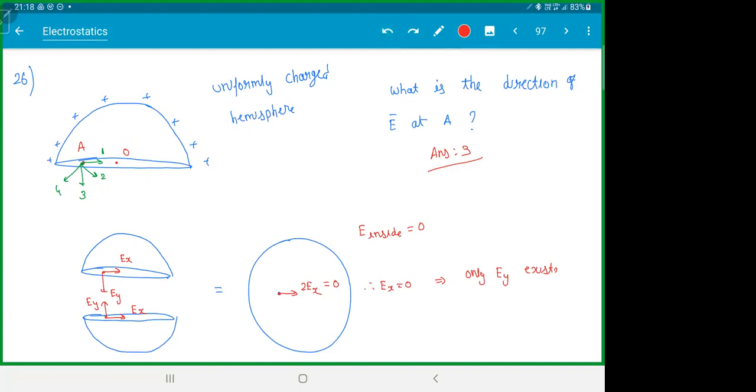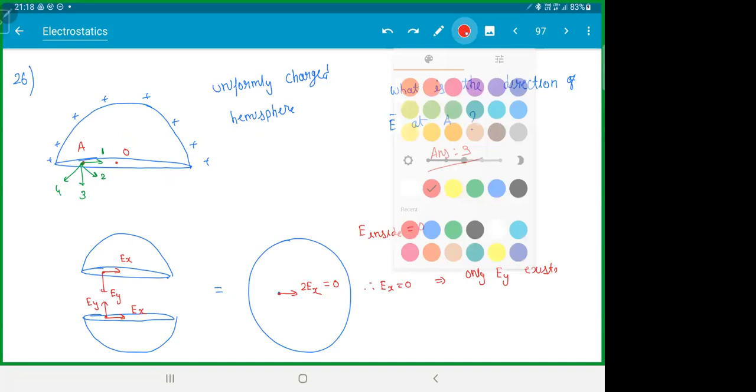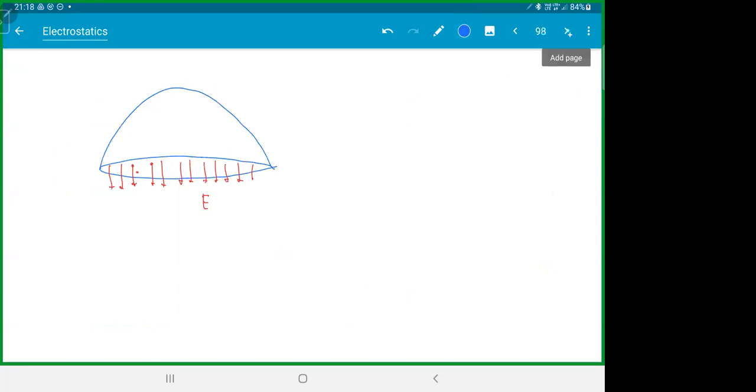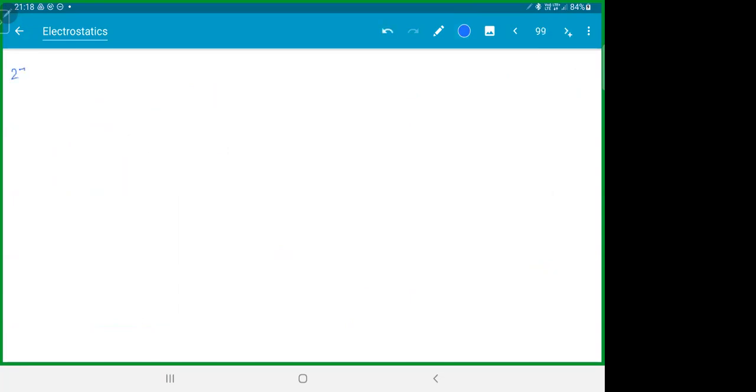Please check this. It's a good theoretical question. These are the kind of questions you can expect in mains and bits. Clear? Easy one, but a good one. So it was positive, that's why I took Ey as down. Okay. Next thing.